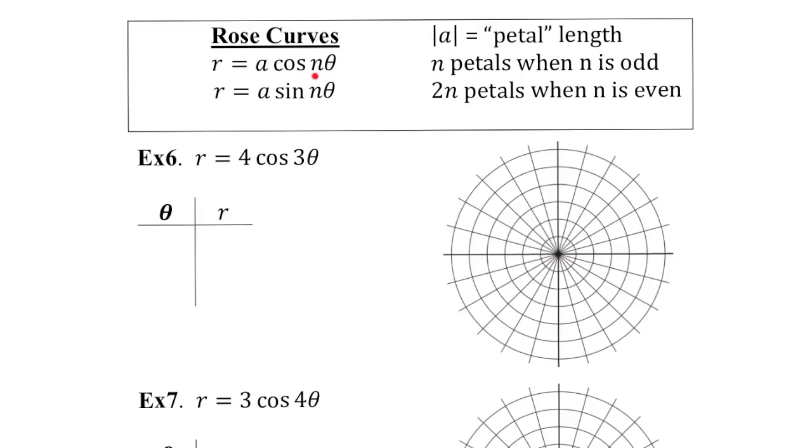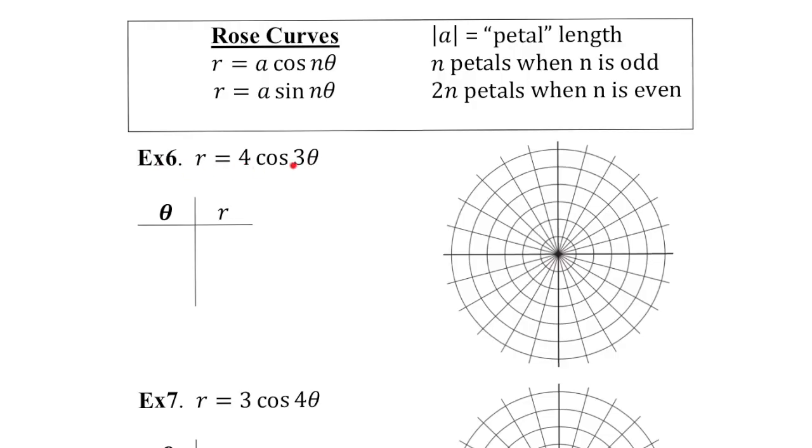When the coefficient of theta, n, is odd, it will have n petals. If n is even, it will have 2n petals. So our goal is really just to figure out where's the location of one petal, how many petals are there, and how can we equally space these. Okay, so let's go ahead and look at the first example.